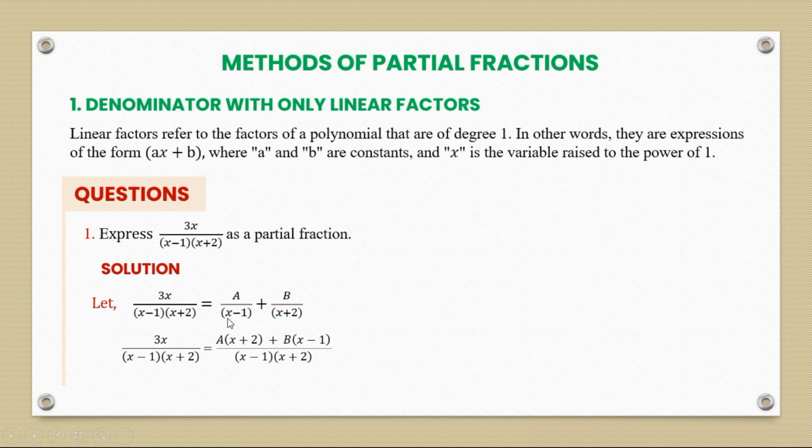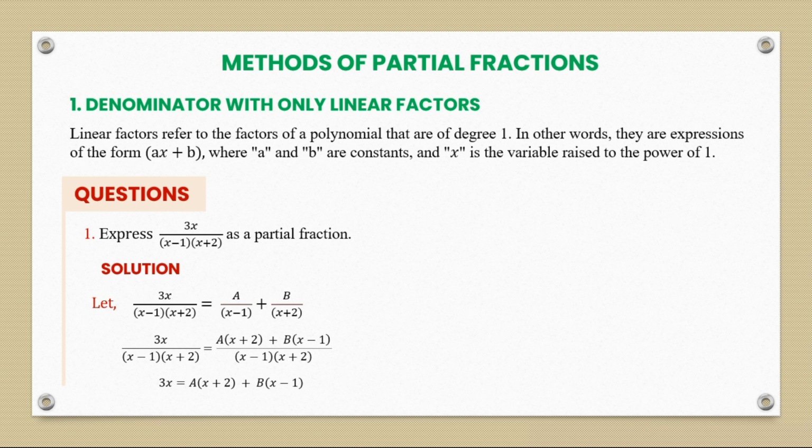First of all, we find the LCM on the right hand side. The LCM is x minus 1 times x plus 2. When we divide this denominator by x minus 1, we have x plus 2, so x plus 2 times A. When we divide by x plus 2, we are left with x minus 1, so B times x minus 1. So now we have 3x equal to A times bracket x plus 2 plus B times x minus 1. Now we enter a very important step.